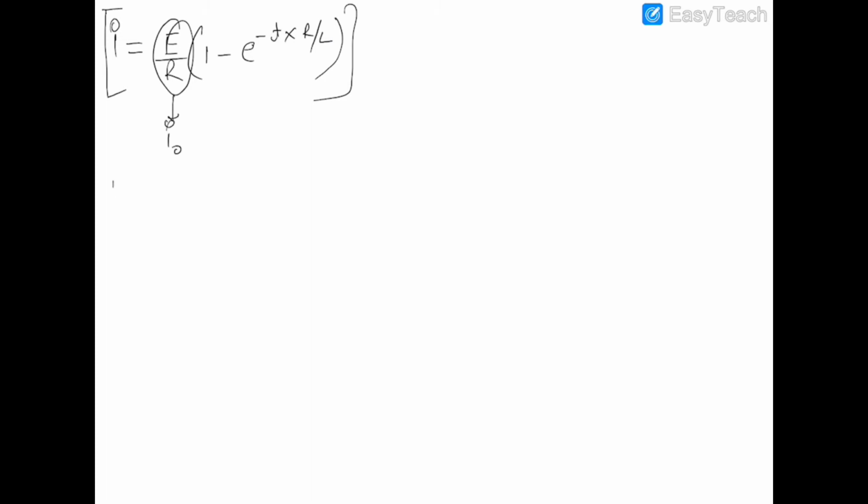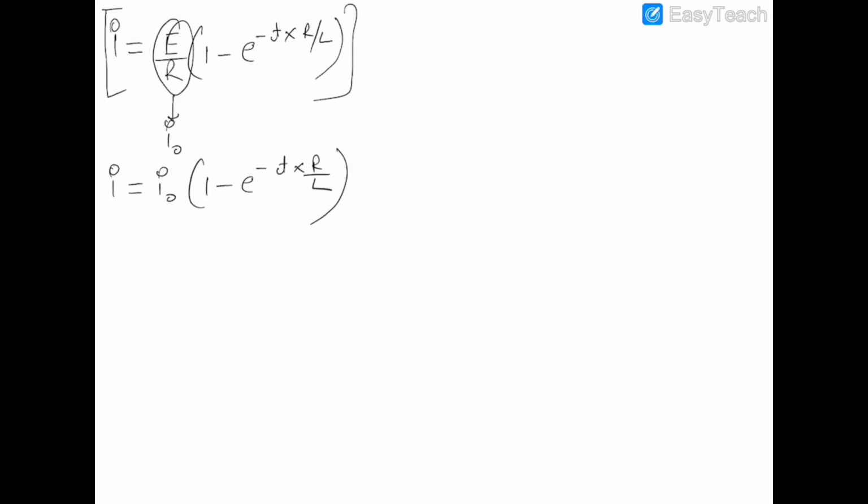So again I am writing that the equation which we have derived is I is equal to E by R into 1 minus e to the power minus t into R by L. Now there are lots of things to analyze in this equation. First of all, this is the equation of current during charging of inductor. Let's suppose this is I naught. So I is equal to I naught (1 minus e to the power minus t into R upon L).